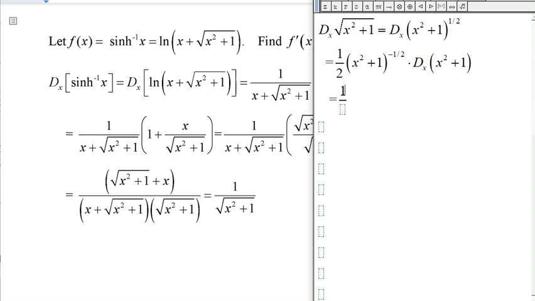So we get 1/2. And this right here, we'll go ahead and write it down right now. And then the derivative of x squared plus 1 would be just 2x.